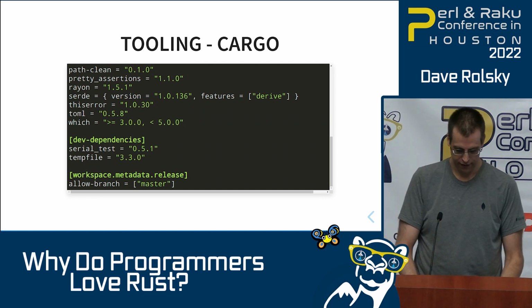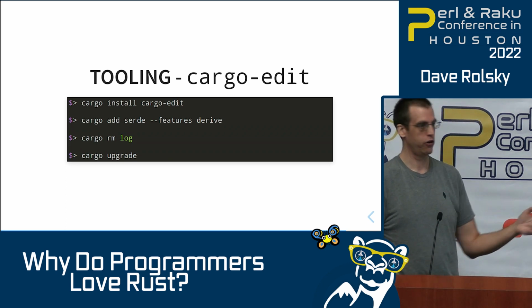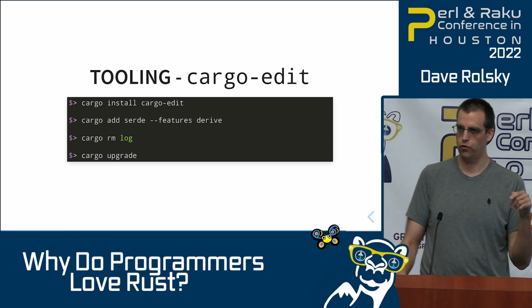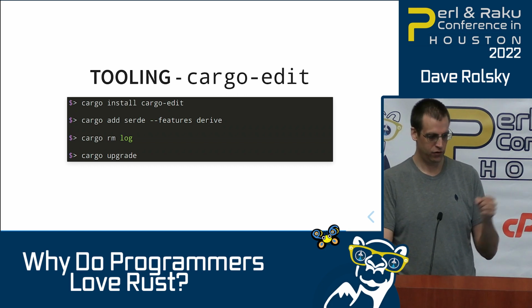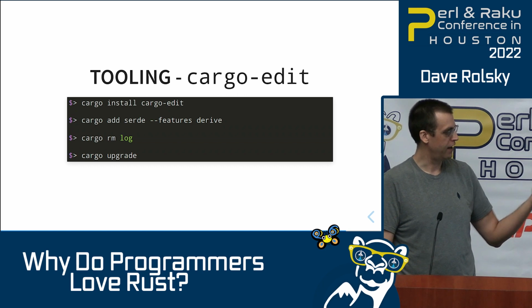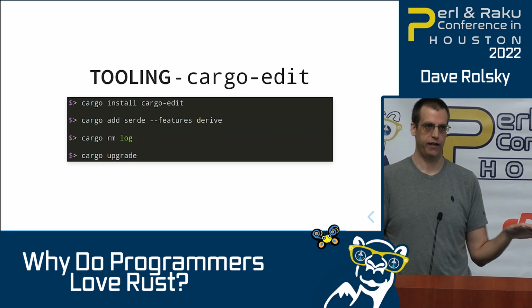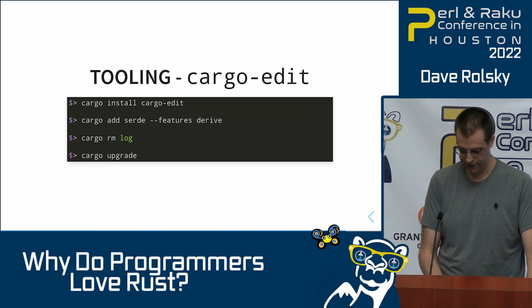There's a really great tool I highly recommend if you're doing any Rust called Cargo Edit. It should be added to the Cargo core tool at some point in the future. It lets you add dependencies, remove them, upgrade. It's really, really handy. Highly recommend using this.